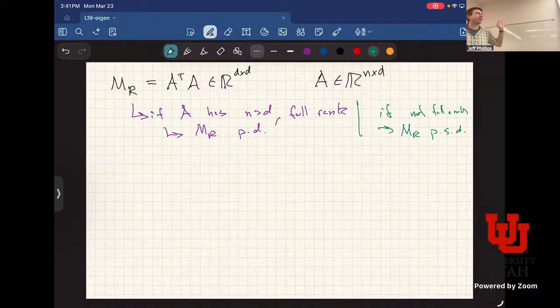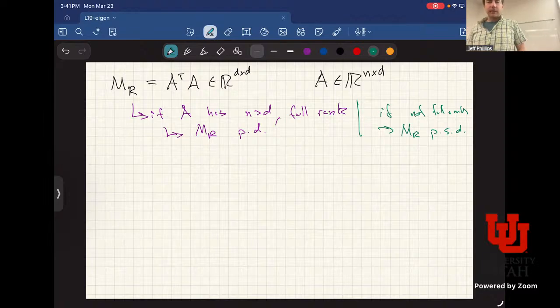But for now, we'll just assume that it's data collected with noise, so A is full rank, and then M R is going to be positive definite. And we want to work with this square matrix. It's D by D because I took an N by D matrix, transposed it, so it's D by N, and multiplied it by an N by D matrix, and I get a D by D matrix.